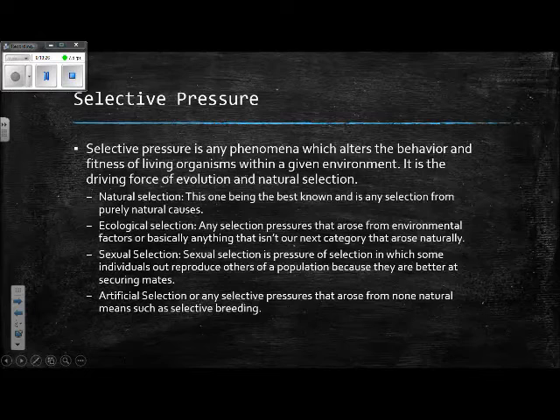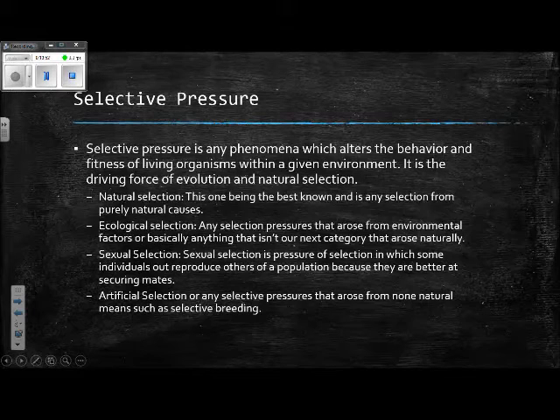All right, so then there you have ecological selection. So any selection pressure that arose from environmental factors, or basically anything that isn't our next category that arose naturally. Okay, so anything that happens ecologically, ecology, remember, is just the environment. So anything that happened because of the environment.